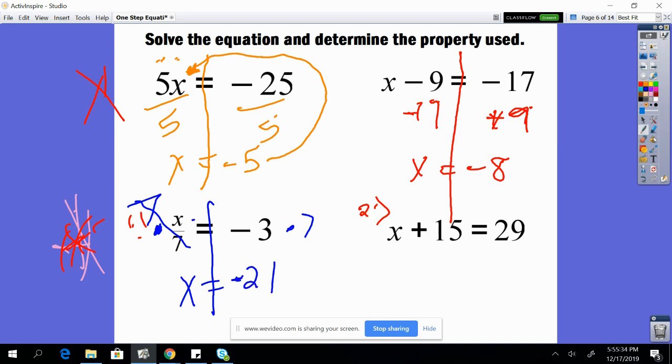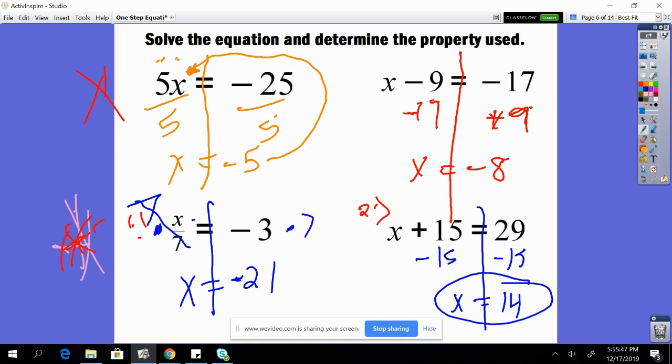Okay. Number 2, covering up my x, drawing my line. I see a plus 15. I know that I have to minus 15. Minus 15. I get x equals 14. Okay. If you didn't have that, look that back over. Okay. Pause it here. Make sure all this is written down. All of it.